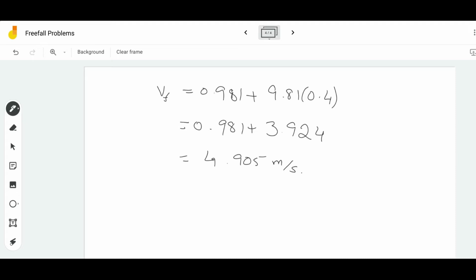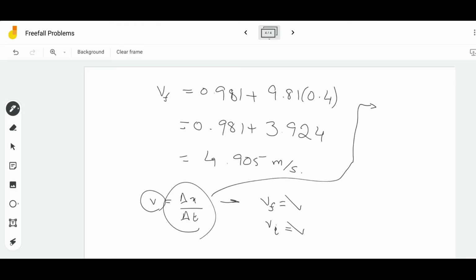So if you go back to your velocity equation, where velocity is basically delta x by delta t. Now, we know what our delta v is in this case because we know what vf is, and we know what vi is. So I can rearrange this equation, which is that delta x is equal to delta v times delta t.